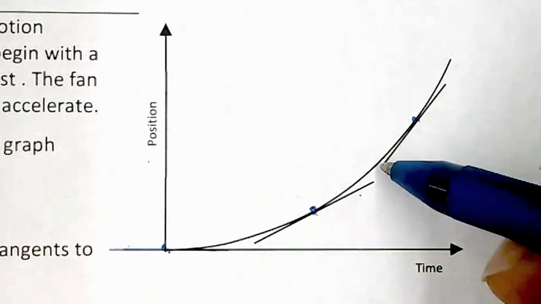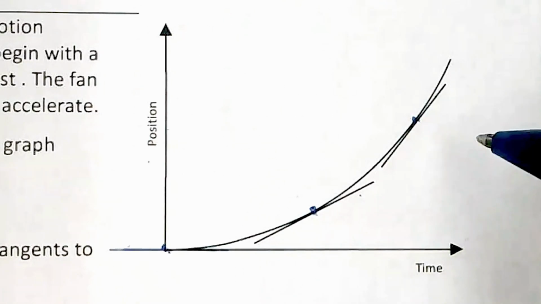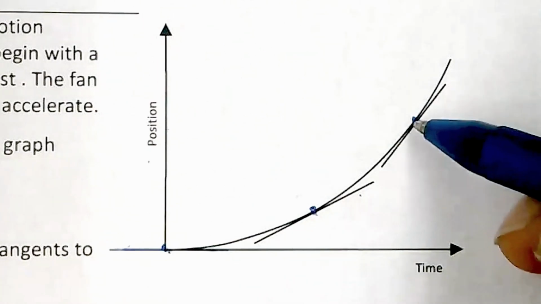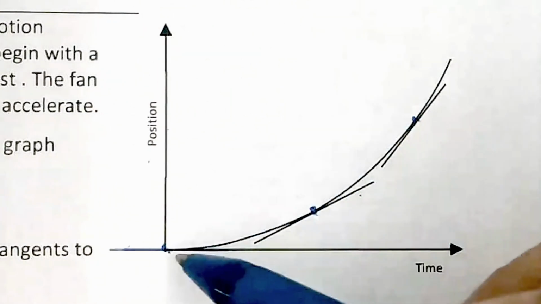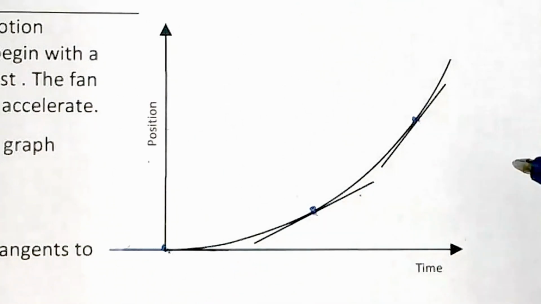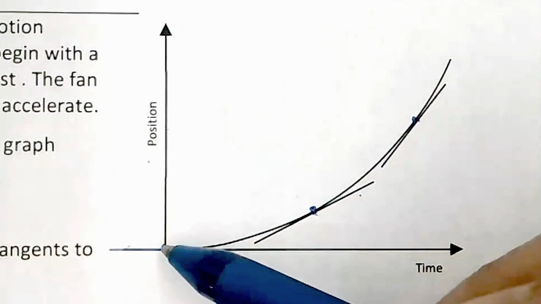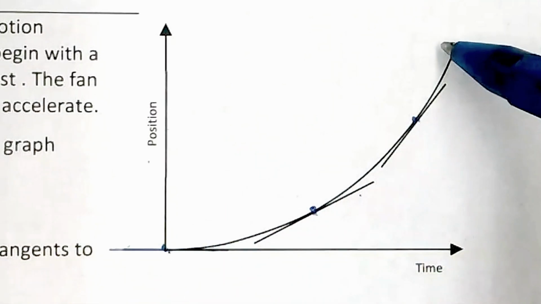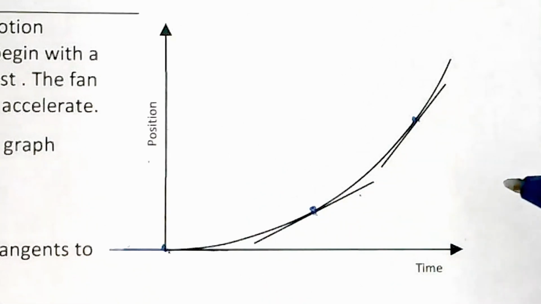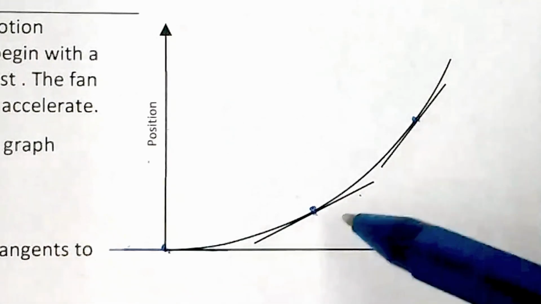Later on, the slope is much steeper, but it's still positive. So that means it is still moving in the positive direction, but now it's going faster. So we're seeing motion in the positive direction. All the slopes are positive. And the size of the slopes is getting larger, which means it's going faster. So this is an example of an object that is speeding up.